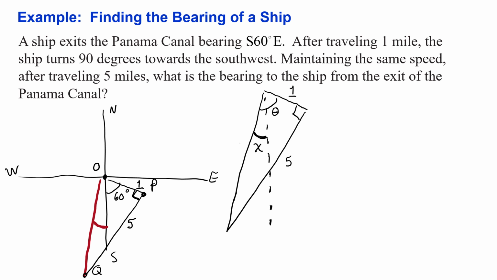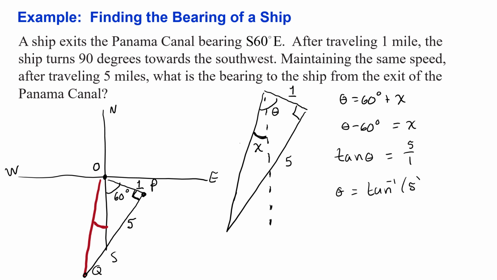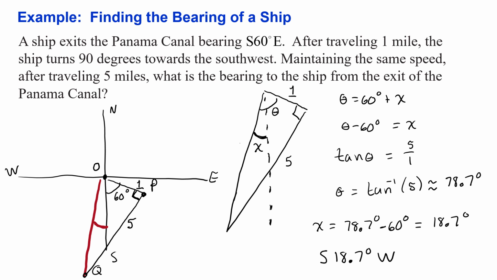Therefore, we can write that theta will equal 60 degrees plus x, which means that theta minus 60 degrees equals x. And from a right triangle, we can say the tangent of theta equals 5 divided by 1, which means that theta equals inverse tangent of 5, which is approximately 78.7 degrees. So therefore, x equals 78.7 degrees minus 60 degrees, which is 18.7 degrees. So the bearing from the exit of the canal to the ship will be south 18.7 degrees west.